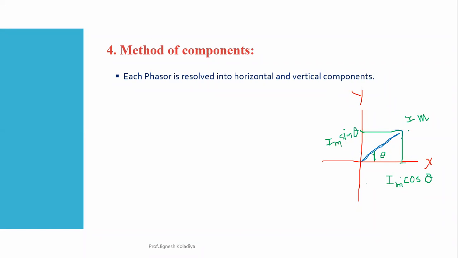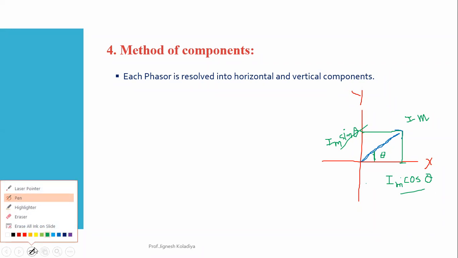So if you have three vectors, you have three x components and three y components, right? So you just need to know how to resolve it into x and y components. That's it, so that you cannot make any mistake.